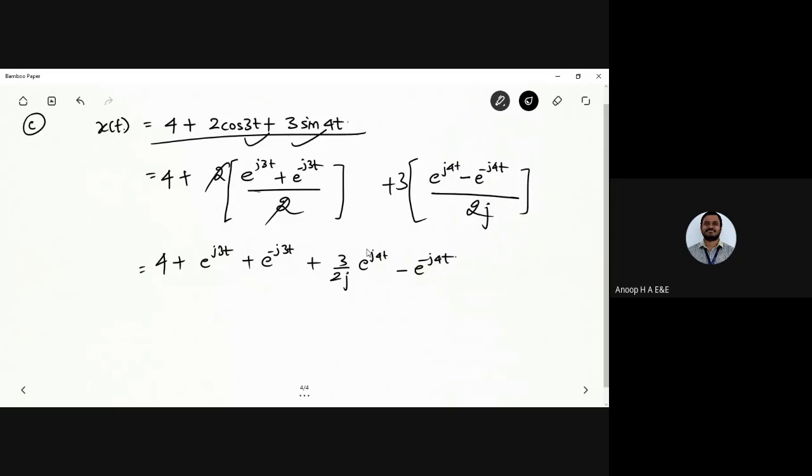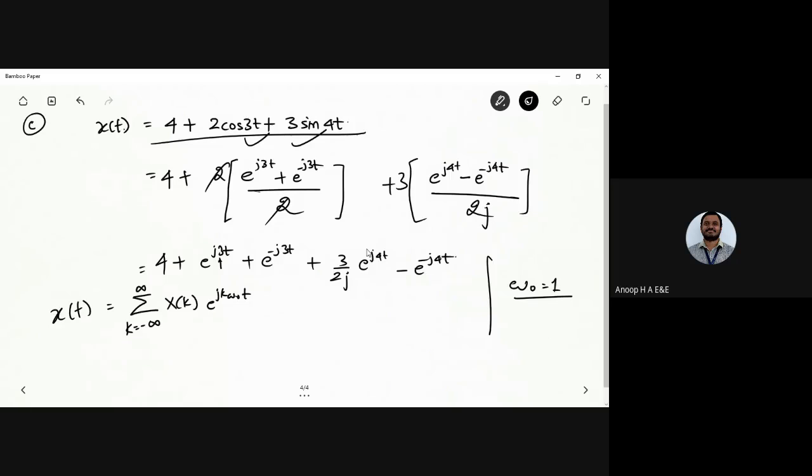Okay, so now can you tell me how we can expand this? So you have an equation, right? That is x of t would be equal to sigma k equals minus infinity to plus infinity x of k e power j k omega naught t. Okay, so what is k here? k is nothing but the index of the complex Fourier coefficient x of k. So omega naught would be equal to 1 here. Okay, so omega naught is equal to 1.